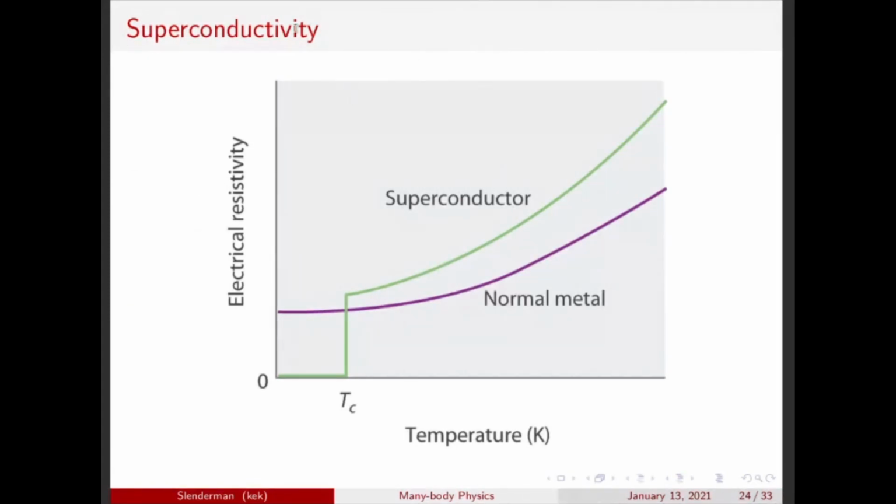A superconductor, as you may or may not know, is a material that shows a couple of properties. One of them is that as you vary the temperature, as you lower it, the resistivity of the material suddenly drops to 0 at a critical temperature. A normal metal has this behavior. It never drops to 0.